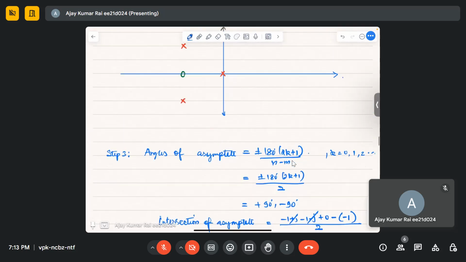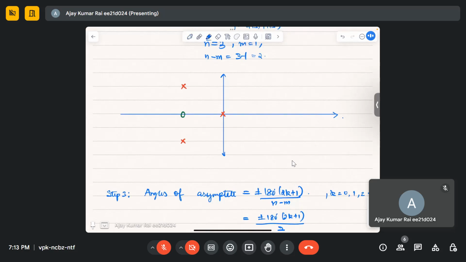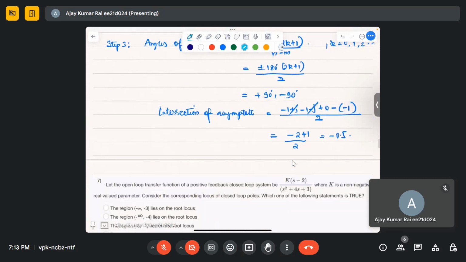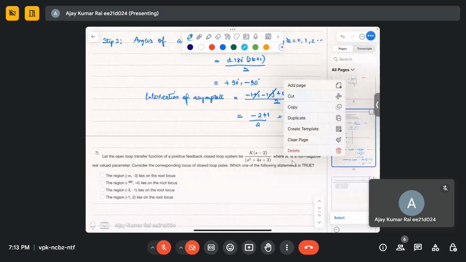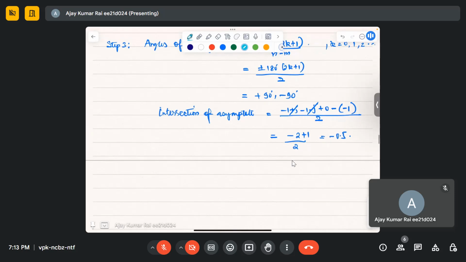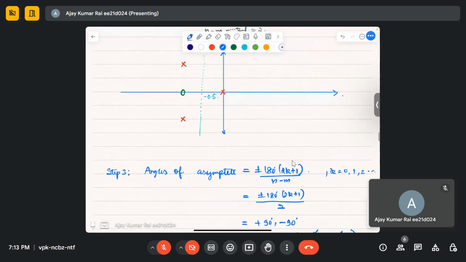Okay, here, so let me plot the asymptote also. Okay, so this will be the asymptote at minus 0.5. Okay, and let's do the other steps. Okay, break-in and breakaway points.